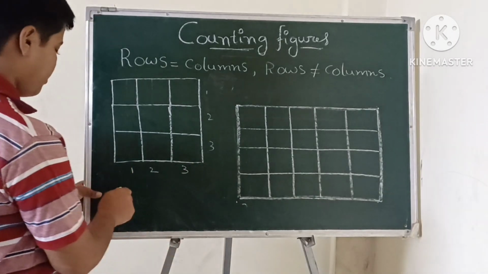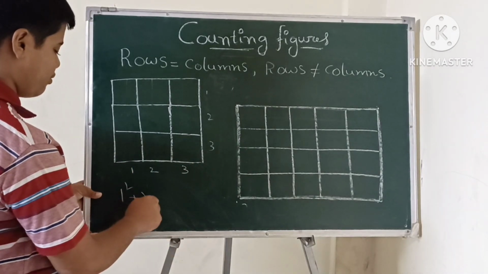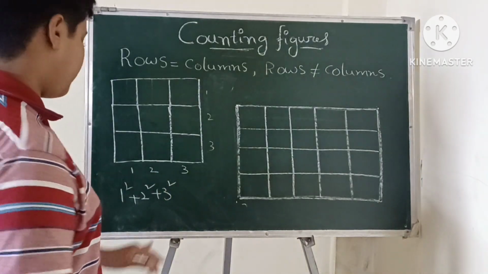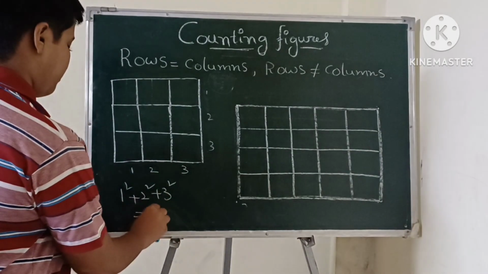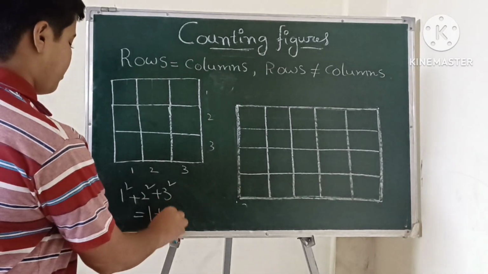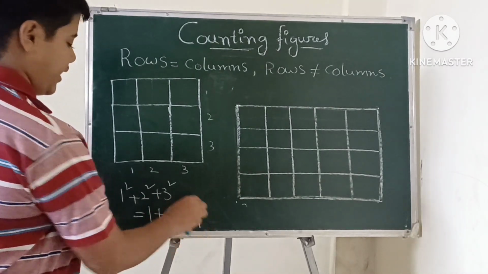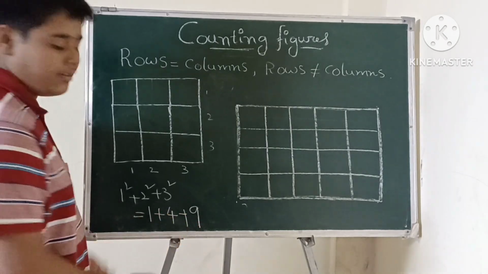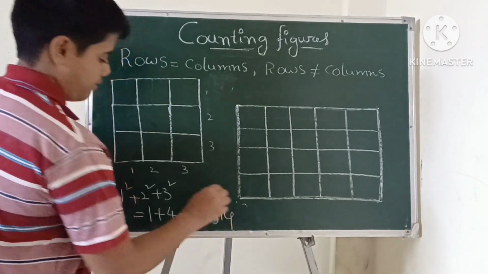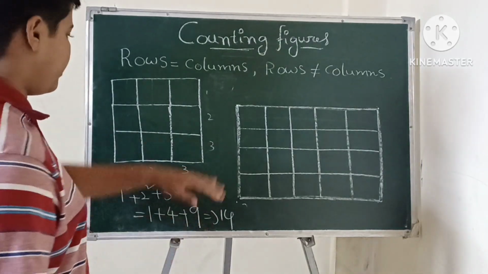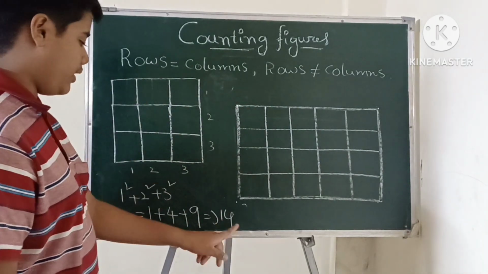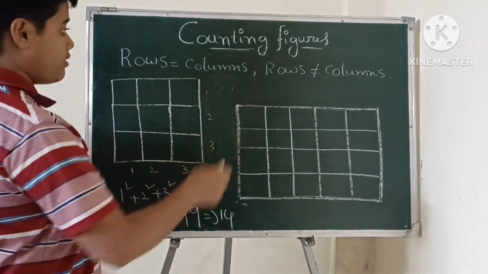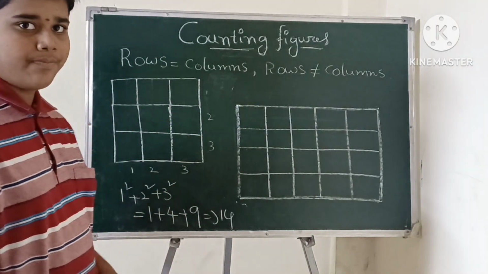We have to do 1 square plus 2 square plus 3 square. Okay, so here 1 square means 1, plus 2 square means 4, plus 3 square means 9. 1 plus 4, 5. 5 plus 9, 14 squares are there. Okay, so in this big square, 14 squares are there. Like this we can do when rows is equal to columns.